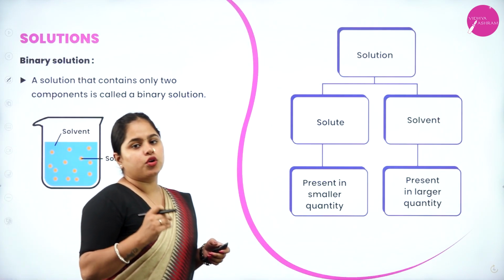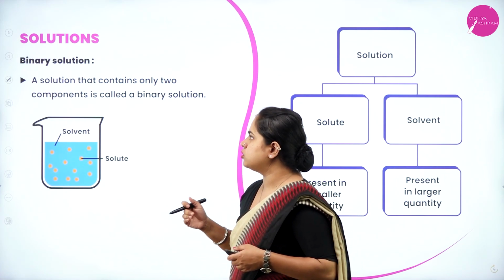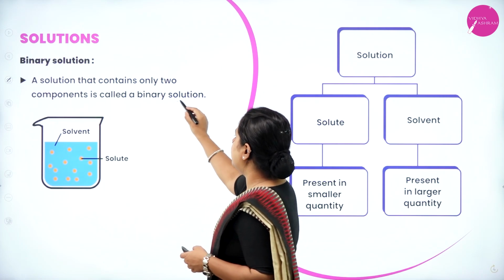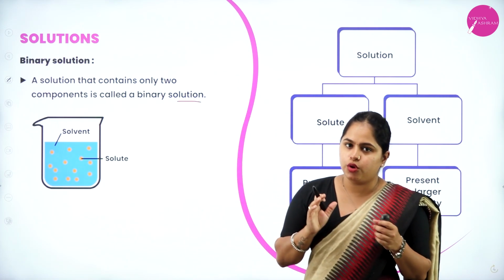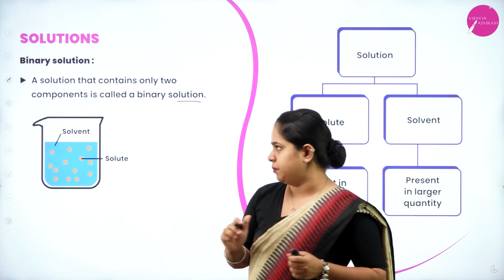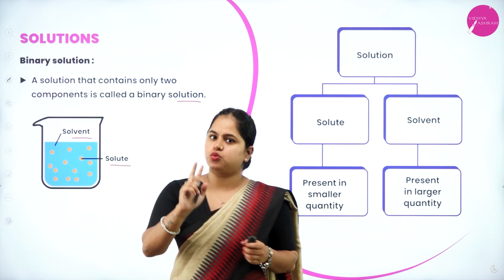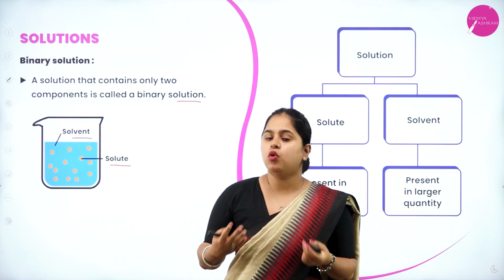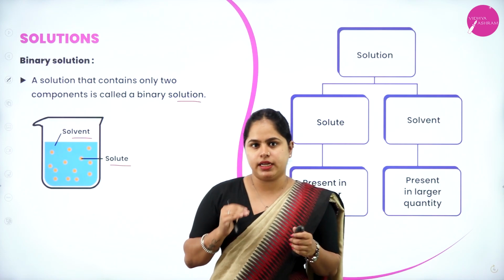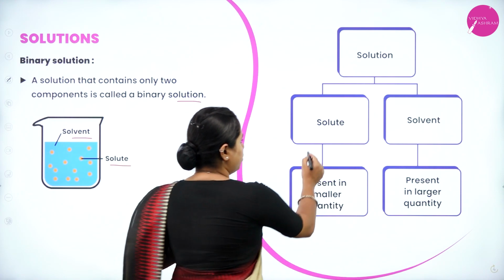At this level, you are going to study only binary solutions. Now, what is a binary solution? A solution that contains only two components is called a binary solution. So we are only going to study solutions which have two components. That means it will have one solute and one solvent, that means two components, right? There can be more than one solute and solvent, but we are only going to study binary solutions, right? So a solution is made up of solute and solvent.